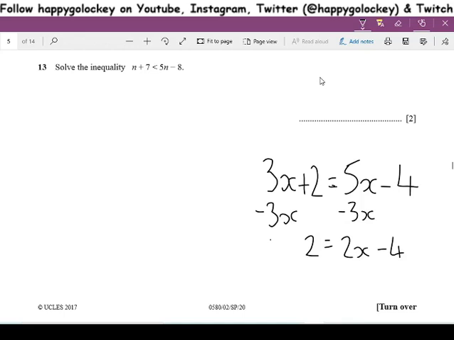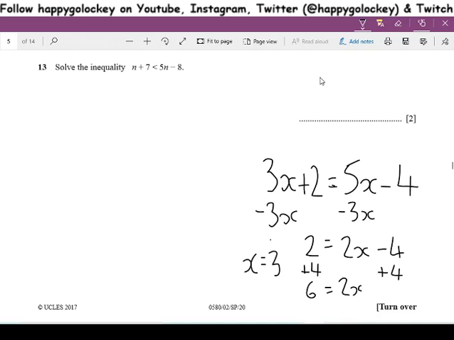And then to finish it off, we want x on its own, right? So at the moment it's 2x minus 4, so we add 4 to both sides. Add 4 to both sides, or it won't balance. So 6 is the same as 2x. If 2x's are the same as 6, then we divide by 2 to get x equals 3. That's how you would solve a normal equation with unknowns on both sides.